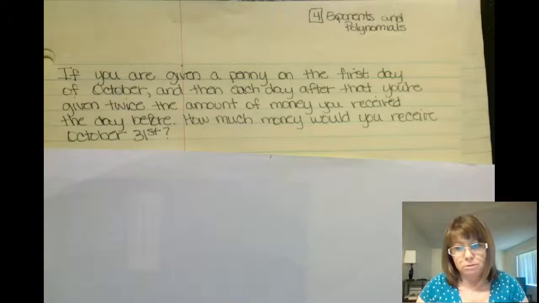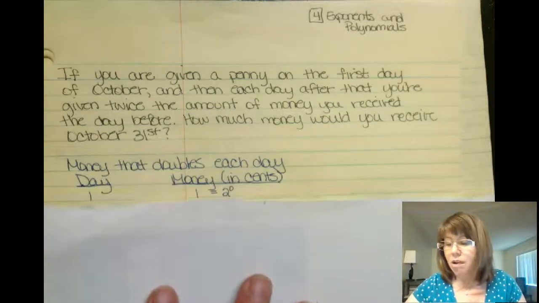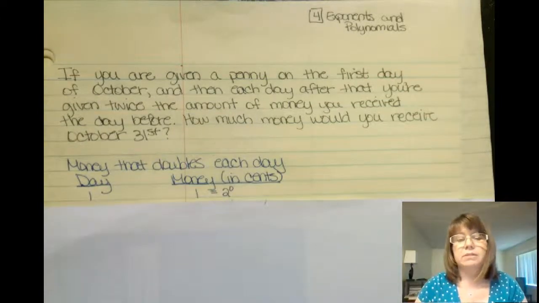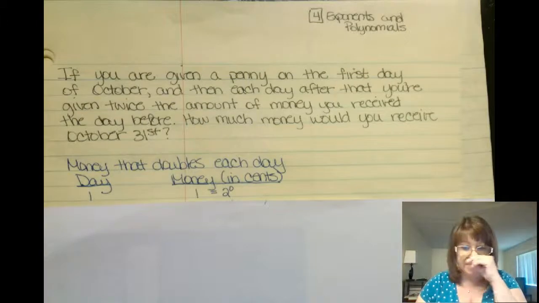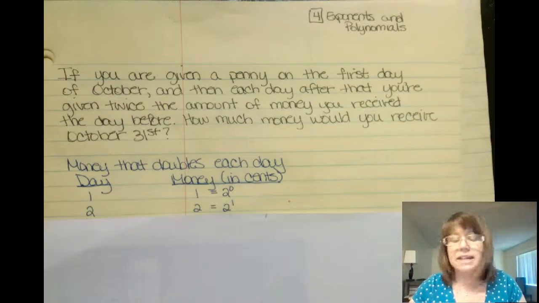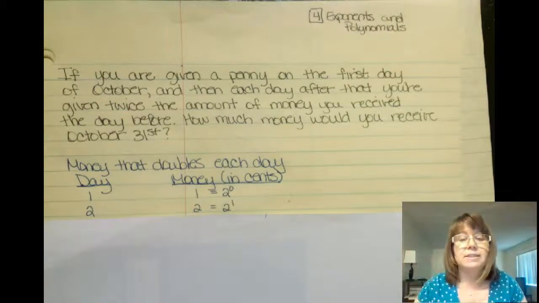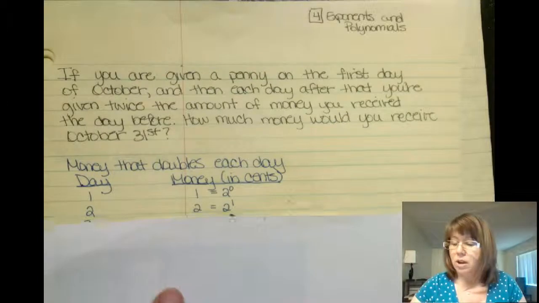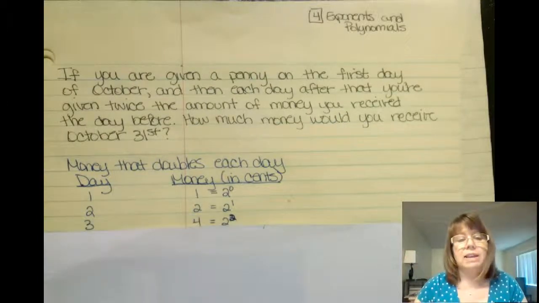Well, let's break the problem down. On the first day, I get 1 penny. Another way of thinking about that is 2 to the 0. Why 2? Because I'm doubling things. 2 to the 0 is 1. Anything to the 0 power is 1. On day 2, I get 2 pennies. So that's 2 to the 1st. On day 3, I get 4 pennies, which is 2 squared.